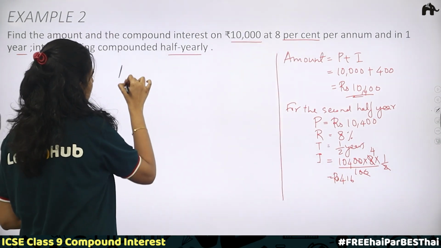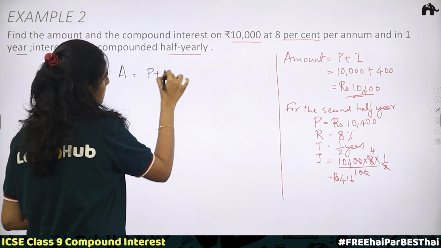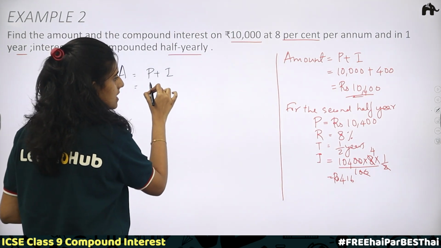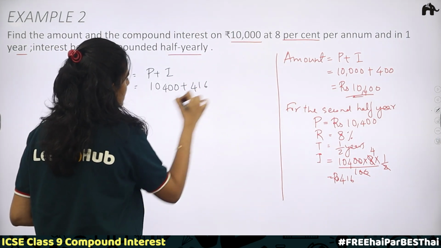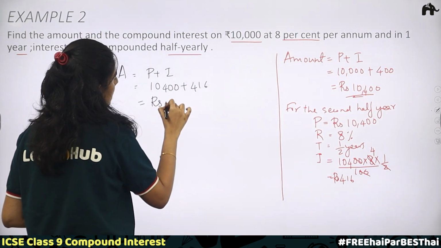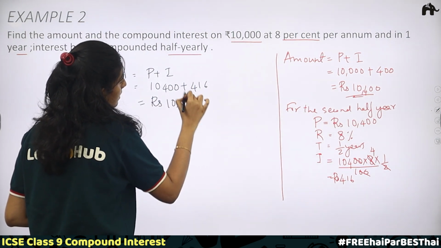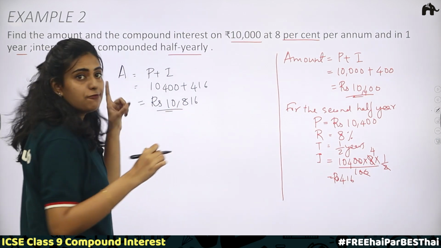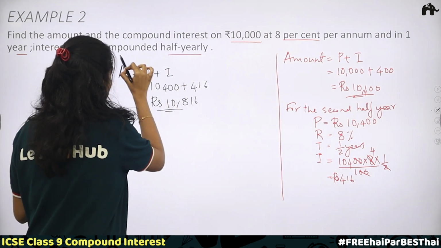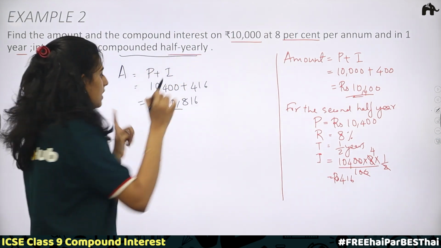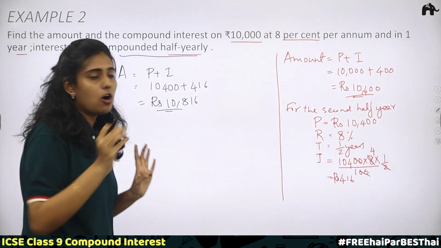Now to calculate the amount, again principal plus interest. Here the principal is 10,400 plus interest is 416, which is equal to rupees 10,816. Okay, so this is the final amount at the end of 1 year. Here it is compounded half yearly. Remember this. Now we can find what is the compound interest.